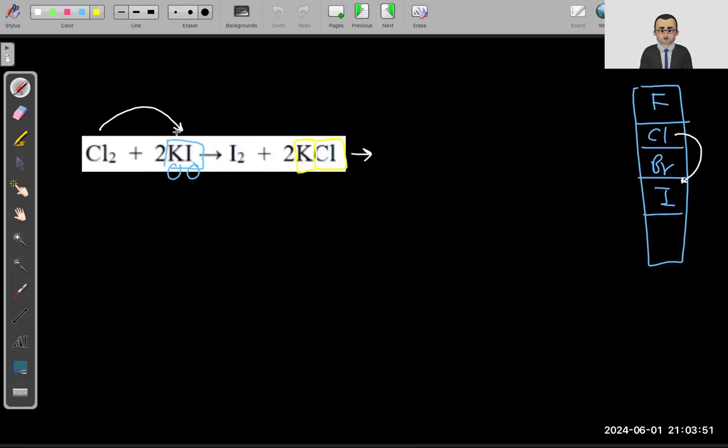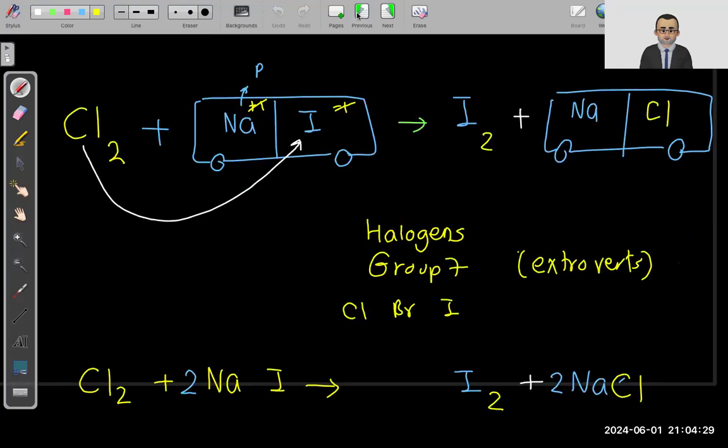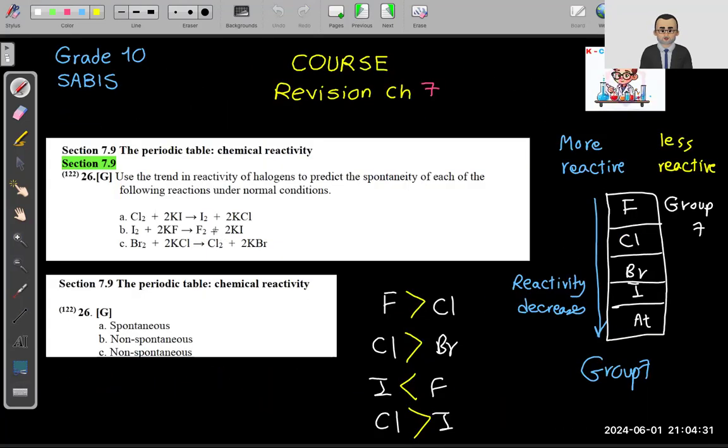Let's try to do the next one. That's I2 plus KF, but we'll do it ourselves. So I2 plus KF. So this one was spontaneous, by the way. It happened. Spontaneous means it happened. So I2 plus KF. What happens here? The I2 tries to kick the F outside. Will the I2 be able to kick the F? No, because I is less reactive than fluorine, so it cannot do it. So we are going to say that this is non-spontaneous. If he asked us if it's spontaneous or non-spontaneous, we'll say it is non-spontaneous, so the reaction does not happen.